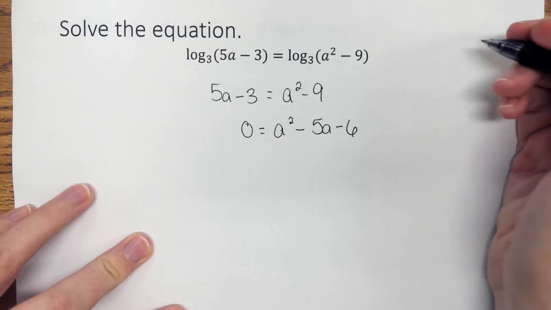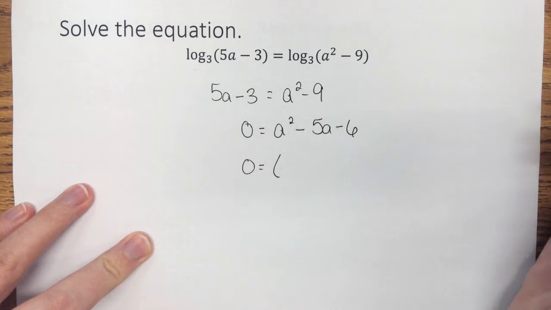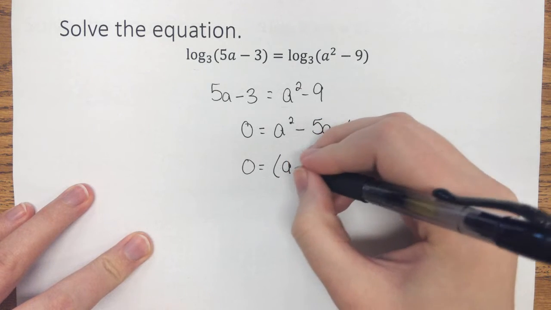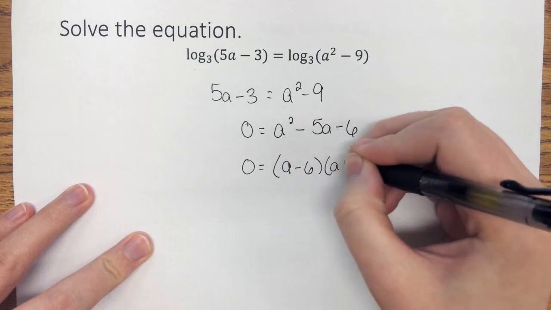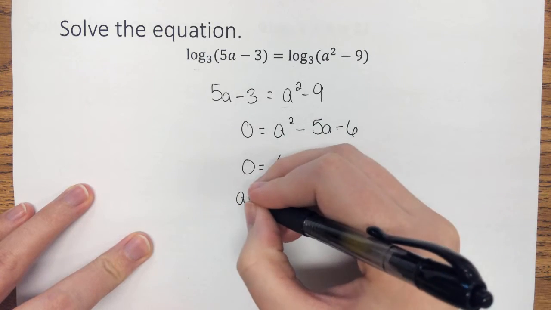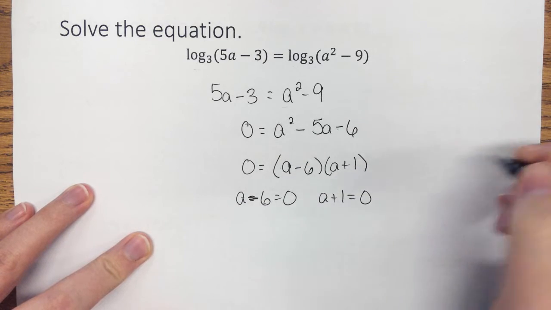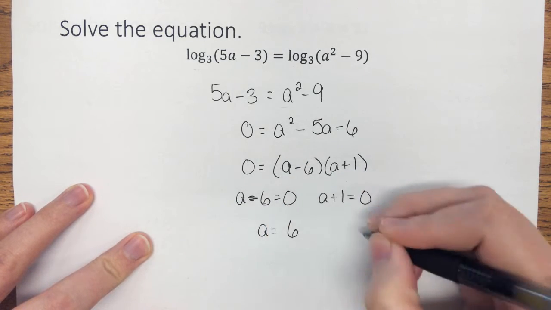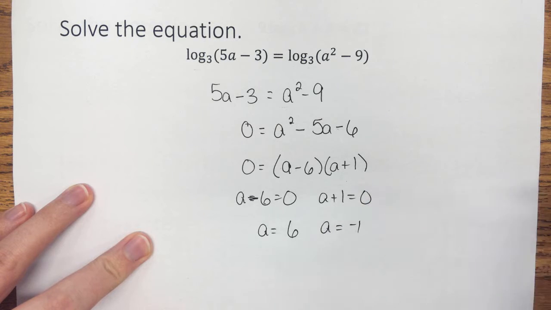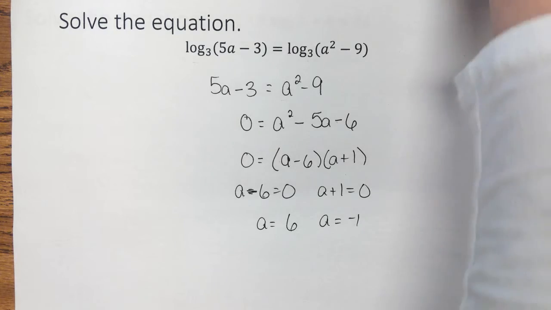You've got options. You can use quadratic formula. I'm going to factor. So this should factor to a minus 6 and a plus 1. Set my factors equal to 0. Sorry, a minus 6 equals 0. A plus 1 equals 0. So I get two answers. A equals 6. A equals negative 1. Now you need to check both of those answers.